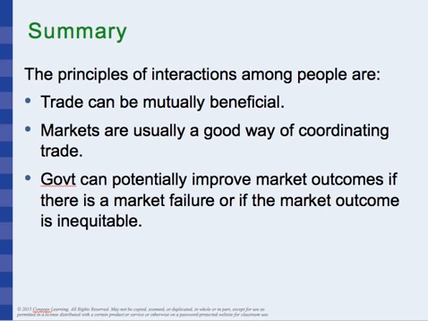The principles of interactions among people are: trade can be mutually beneficial. They have something I need, I have something they need, so we could trade. Markets are usually a good way of coordinating trade, as they bring buyers and sellers together. Government can potentially improve market outcomes if there is a market failure or if the market outcome is inequitable. So it can address market failures and improve efficiency, and also address areas where there are serious issues of equity.